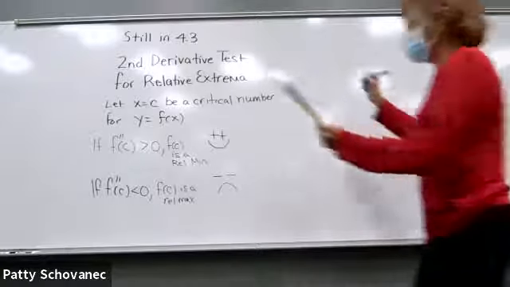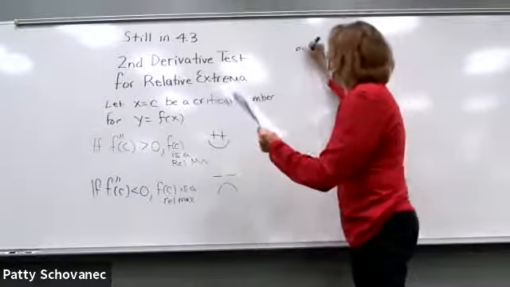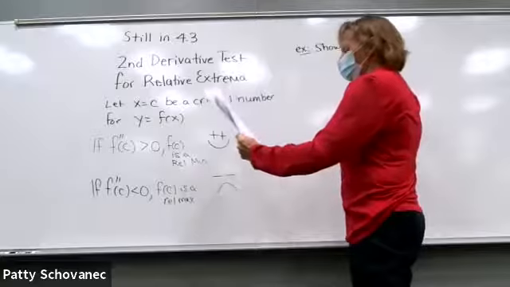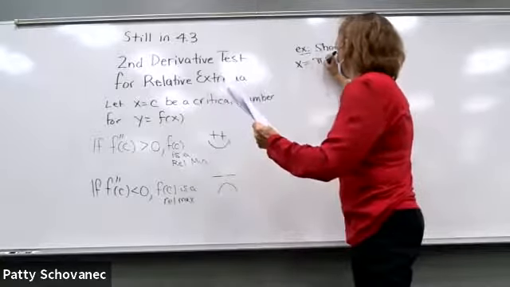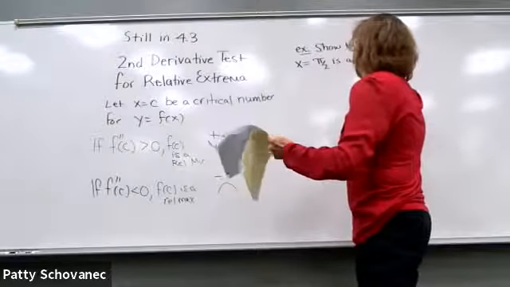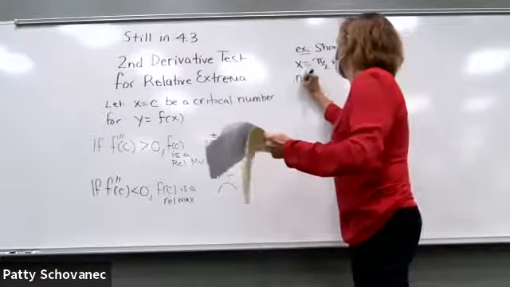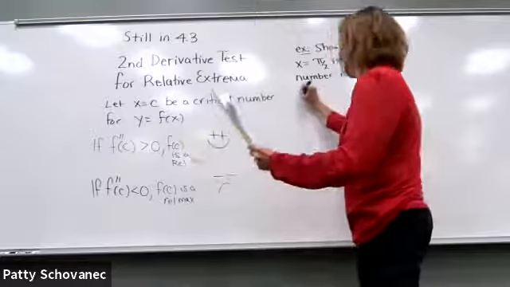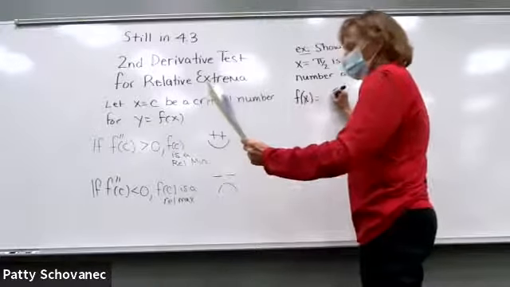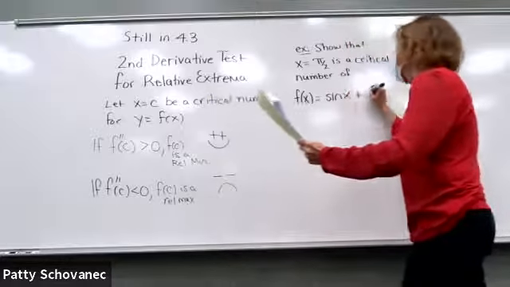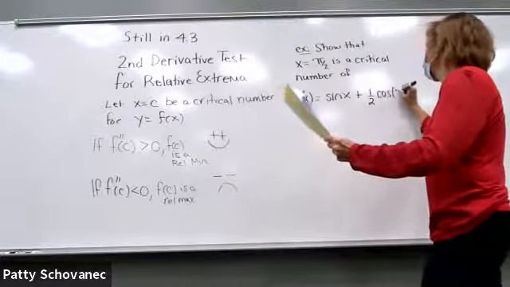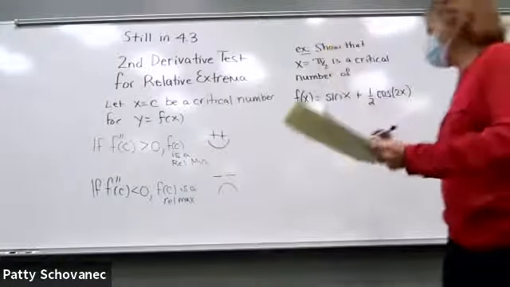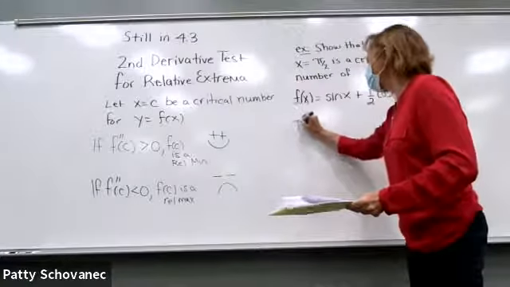Show that x is equal to pi halves is a critical number of the function f of x is equal to the sine of x plus 1/2 of the cosine of 2x. Show that it's a critical number, and then determine if it's a max or min using the second derivative test.